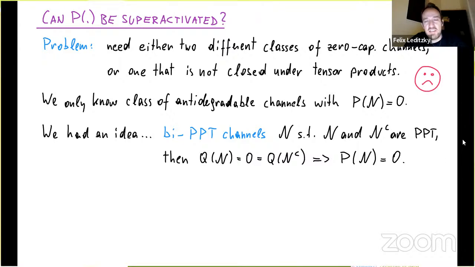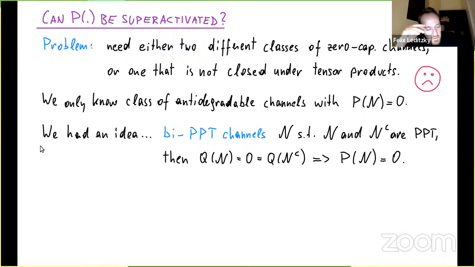Because we now understand the superactivation of quantum capacity fairly well, I would say. And the problem is that for superactivation, in the way that we understand it at least, you either need two different classes of zero capacity channels, or you need one class that is not closed under tensor products. And the only class of channels with zero private capacity that we know is that of antidegradable channels, which is closed under tensor products. So if you take two antidegradable channels, then the tensor product will again be antidegradable. So that thing can't have positive private capacity.